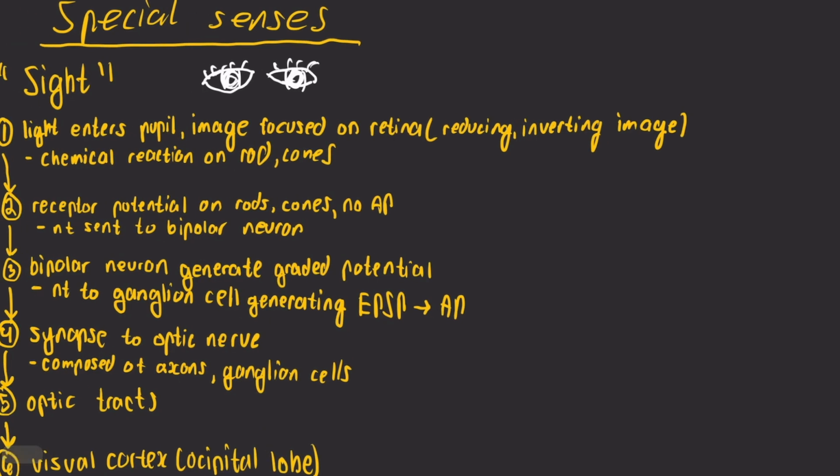When we see something, the light enters our pupil, and the image that we see is focused on the retina, causing it to be reduced and inverted. So what we see isn't actually already reduced or inverted. Our retina has to do that. Let's draw a little diagram. Let's say this is our eye, and this is our eyeball. You can think of your retina somewhere here, okay?